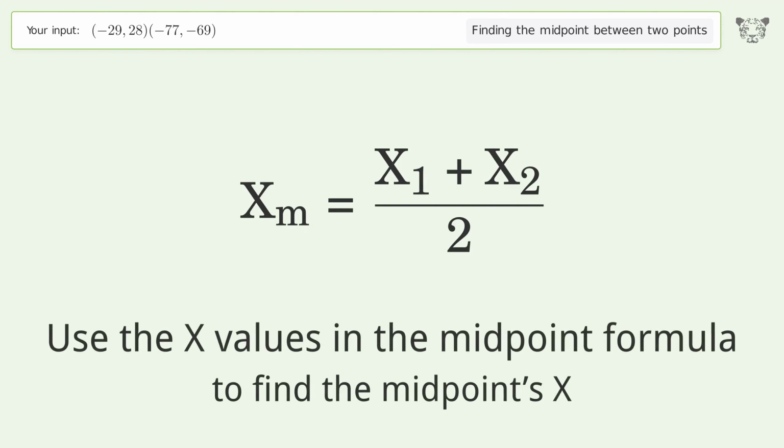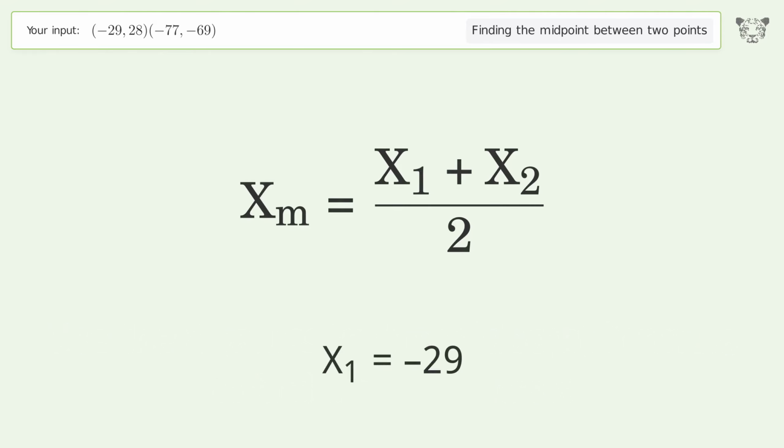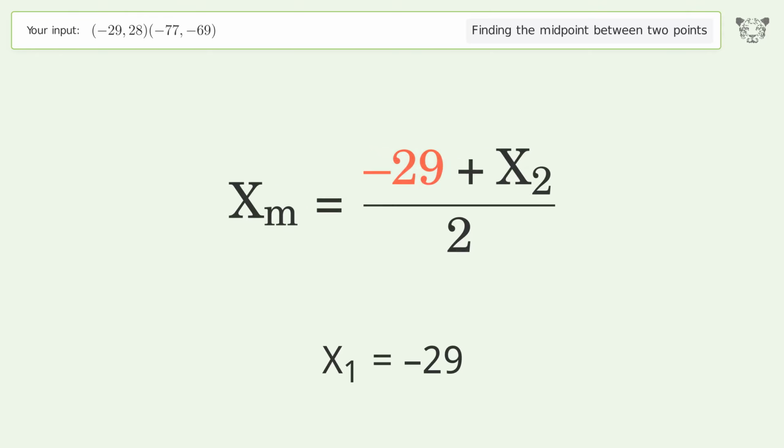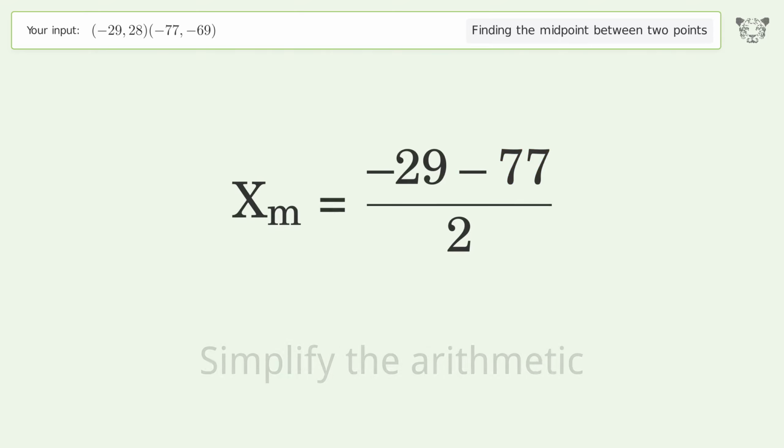Use the x values in the midpoint formula to find the midpoint's x. x1 equals -29. x2 equals -77. Simplify the arithmetic.